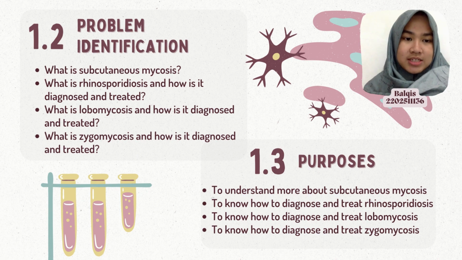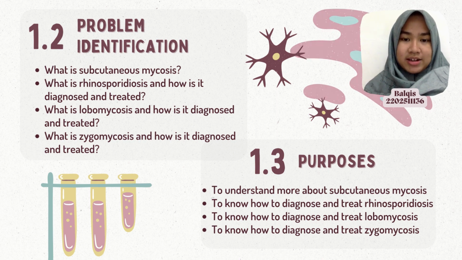First, what is subcutaneous mycosis? Second, what is rhinosporidiosis and how is it diagnosed and treated? Third, what is lobomycosis and how is it diagnosed and treated? And fourth, what is zygomycosis and how is it diagnosed and treated? The purpose of this student project is to understand more about subcutaneous mycosis, and to know how to diagnose and treat rhinosporidiosis, lobomycosis, and zygomycosis.